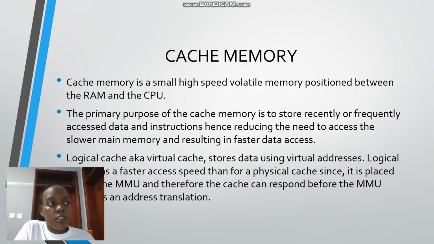Cache is in levels, that's level 1 to level 4. Level 1 is the fastest out of all of them since it is located directly on the CPU. Though level 4 is much slower than level 1, they all together are still faster in accessing data than the RAM.